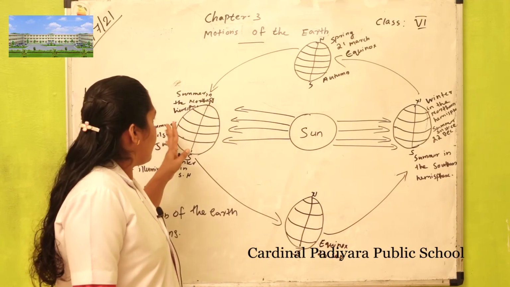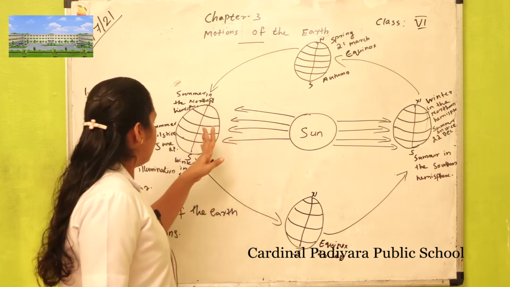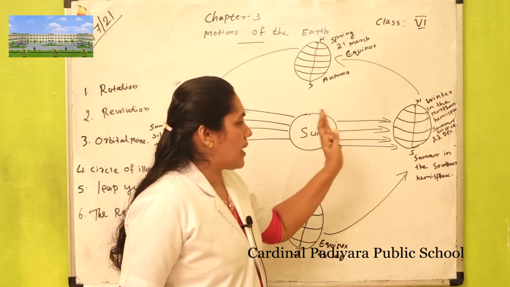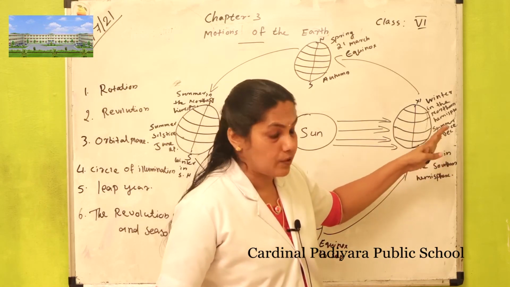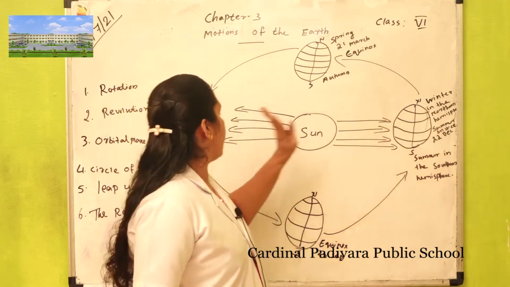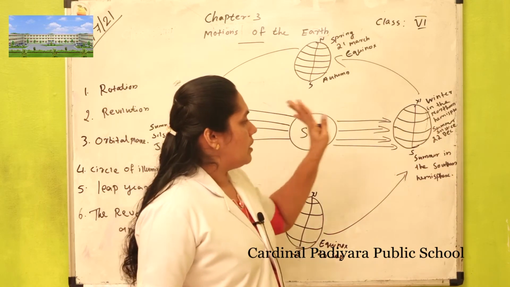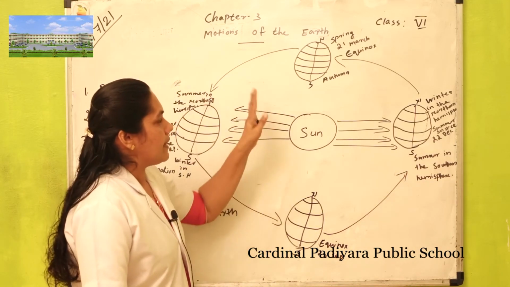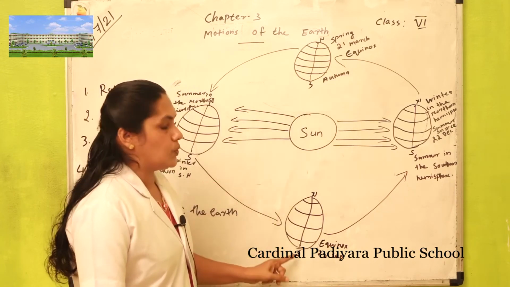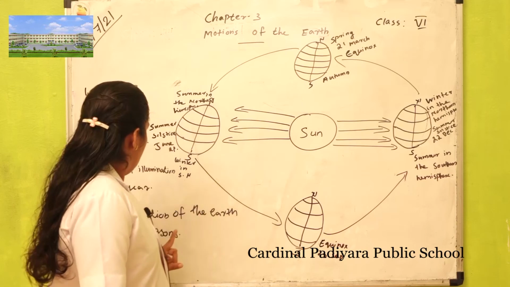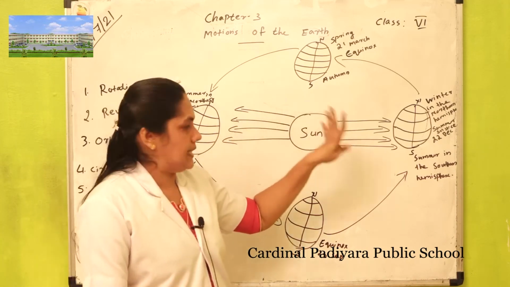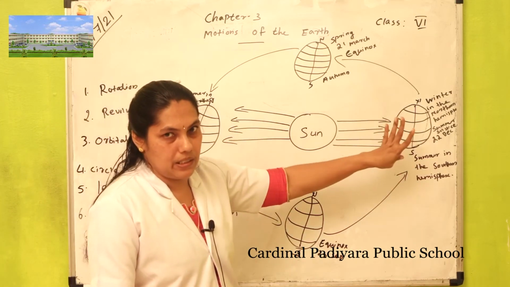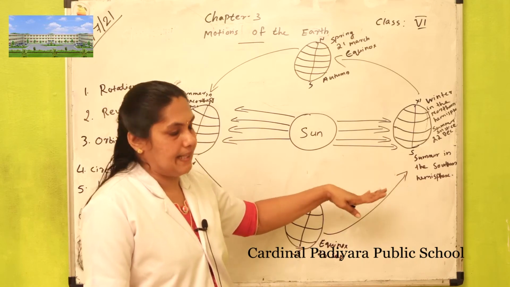Then the summer solstice also happens two times, on June 21st and on 22nd December. In the same way the equinox also happens two times, on 21st March and 23rd September. This is the revolution of the earth and seasons. Where the sun rays fall directly it is summer season, and the opposite is winter season.